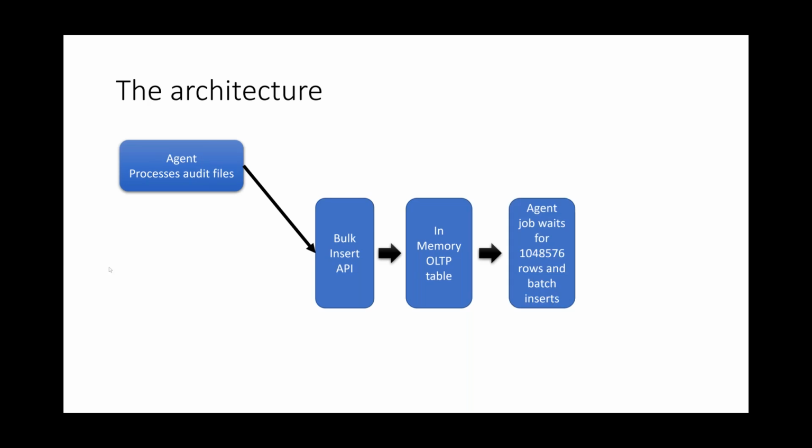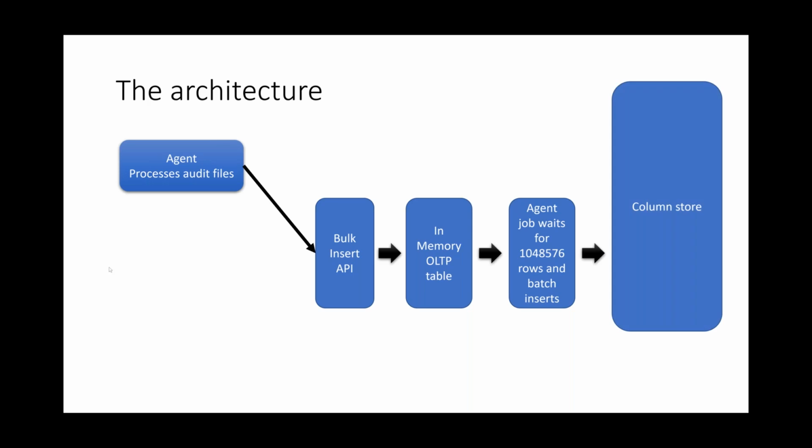And then we had a process, a SQL Server Agent job, that waited for the magic 1,048,576 rows to be in the in-memory table. And once it found that many rows, it took them and inserted them in a single statement into the columnstore. So we now created perfectly sized row groups from data from the audit files and filled the state of things.